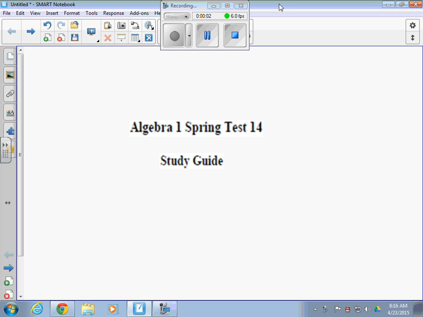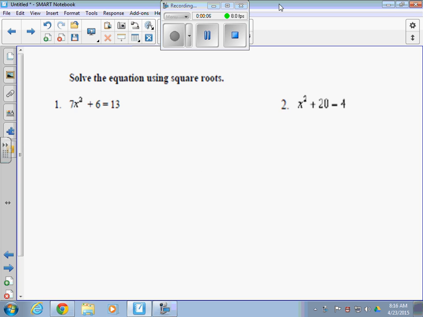This is Algebra 1, test number 4, spring test from week 14 study guide. First one says solve the equation using square roots. Remember, you work your order of operations backwards.